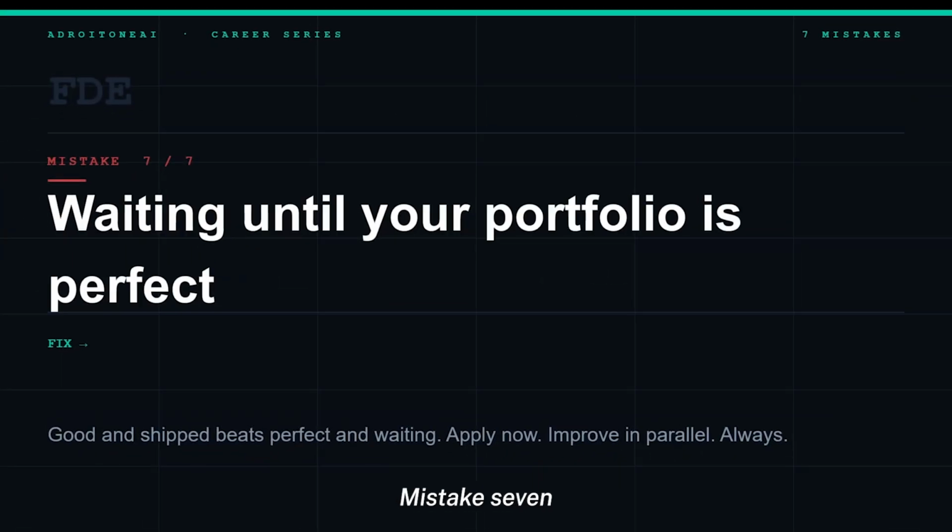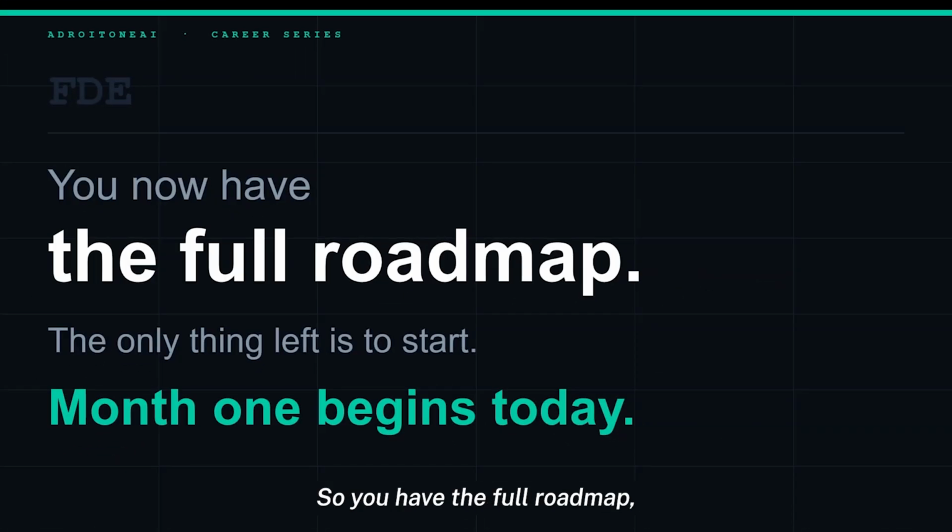Mistake 7: waiting until your portfolio is perfect. Never wait for perfection. Good and cheap beats perfect and waiting. Apply now, improve in parallel, always. So you have the full roadmap: the definition, the skills, the companies, the salary, 6 months of steps laid out clearly. The only thing left is to start.